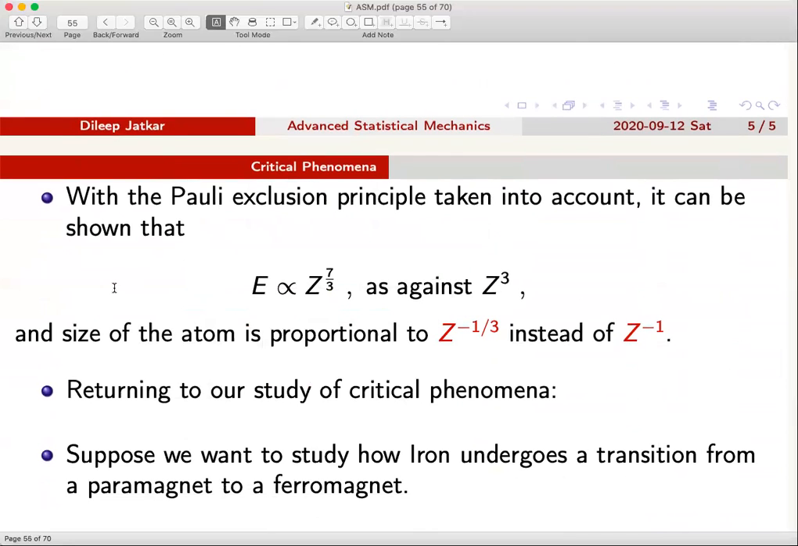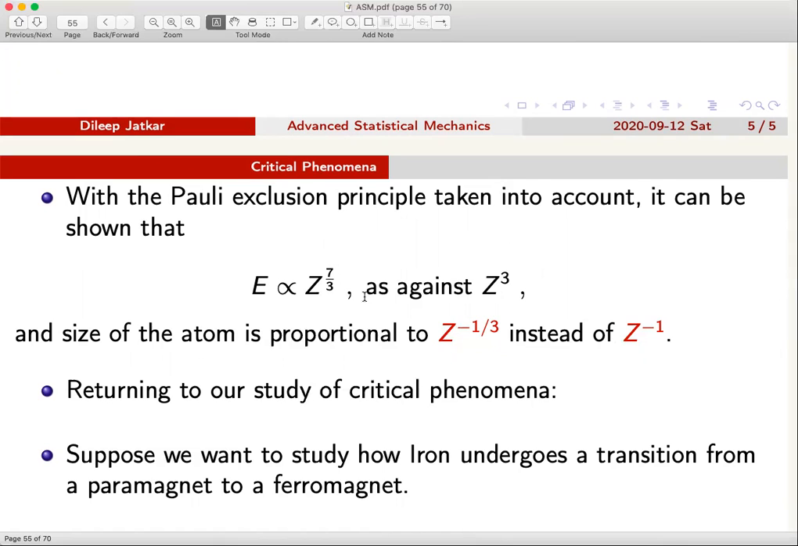Okay, so I'll just state this without any proof, but you can check this in some atomic physics systems, or there are other systems like astrophysical systems also, in which this kind of study has been done. If you take the Pauli exclusion principle into account, then you can find that the energy spectrum actually grows as Z to the 7/3 and not as Z cube that we had computed using our crude computation. And similarly, the size of the atom is actually proportional to Z to the minus 1/3 and not proportional to 1 over Z.